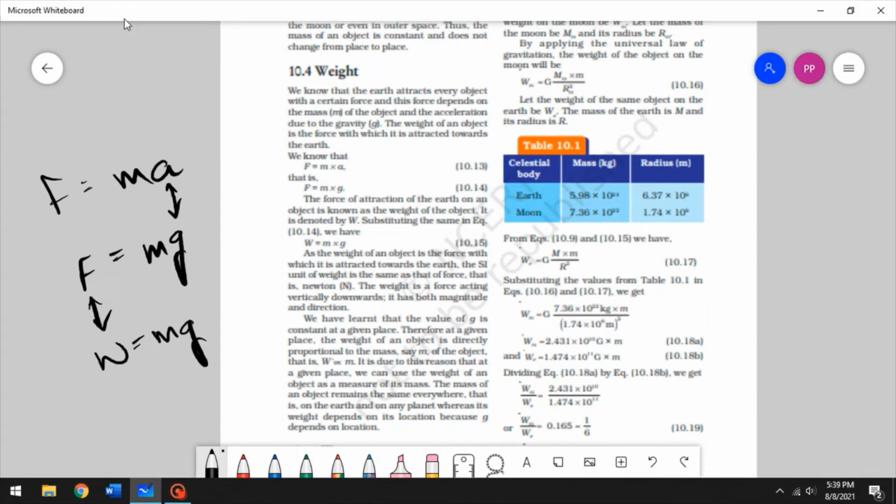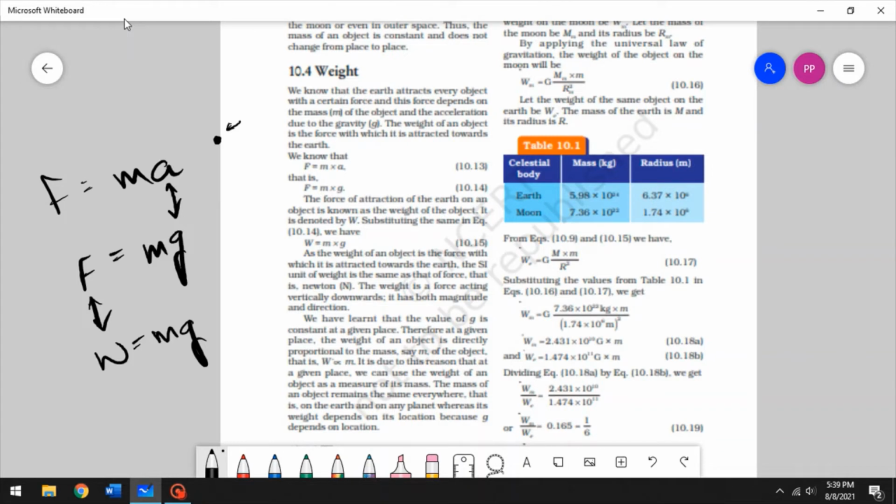Alright, so g is constant at a given place. So at a given place, the weight of an object is directly proportional to the mass. If you took one point on the earth and measured 100 different objects, the force acting on the object, which is the weight of the object, is directly proportional to the mass, because g is constant at this point, right?